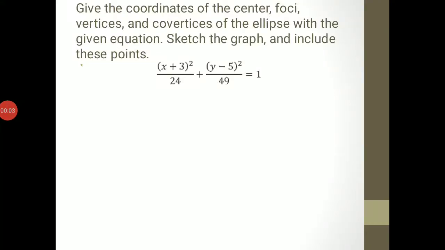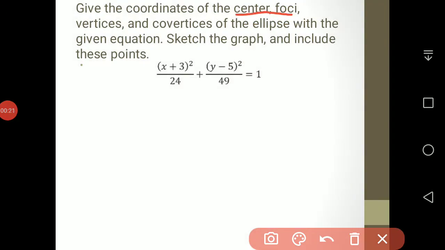Welcome back, guys. We will continue our discussion on the ellipse. This time, we'll answer problems regarding ellipse. So let's start with the first problem. Give the coordinates of the center, foci, vertices, and co-vertices of the ellipse with the given equation. We shall sketch the graph as well and include all these points.